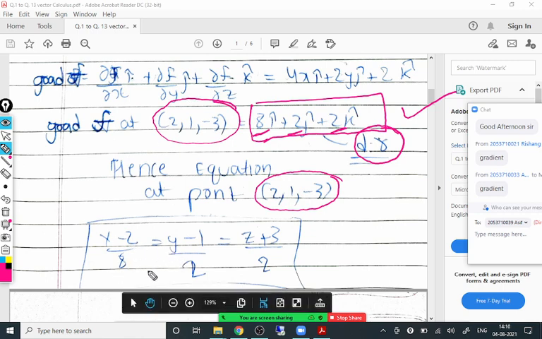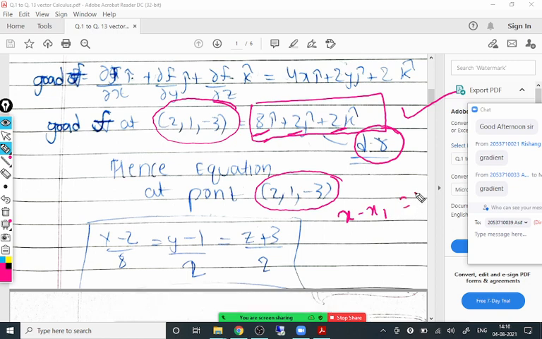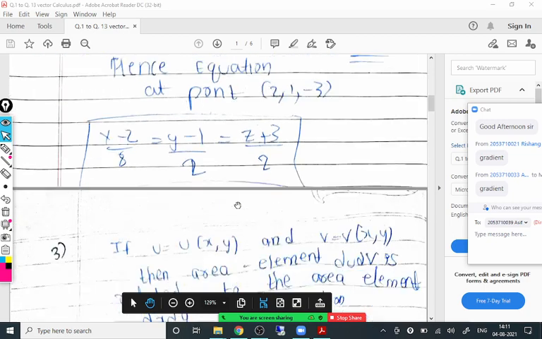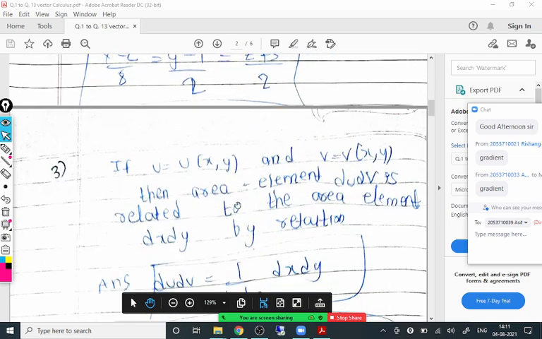The general form is x minus x1 over a equal to y minus y1 over b equal to z minus z1 over c. Here x1, y1, z1 is the passing point, and a, b, c are the direction ratios. That is the equation of a straight line passing through the point x1, y1, z1 and having direction ratios a, b, c. That's all, so the answer is correct. That's good. Now I'll come to question 3.